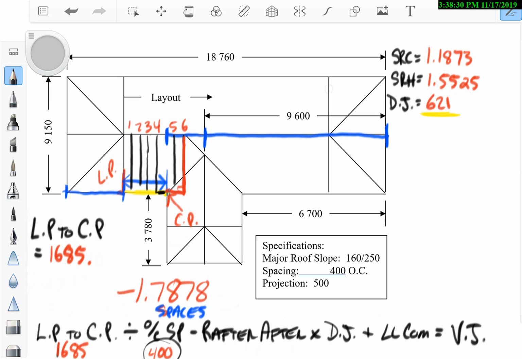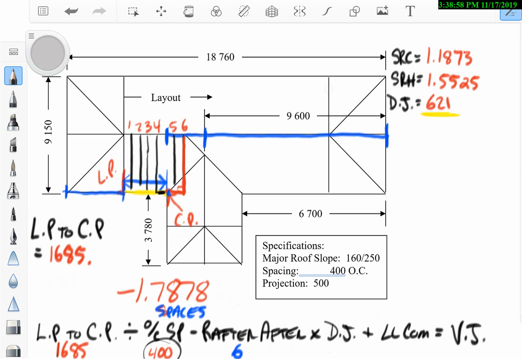That's how many spaces we have after the change point. So that is our distance, 1.7878 spaces. We can multiply that by our difference in jacks, and then that will give us the reduced line length of our common rafter. Now we have to keep in mind that this is a negative number and this plays into our favor. So we subtracted the rafter we're after, which is number 6. I'll write that down here.